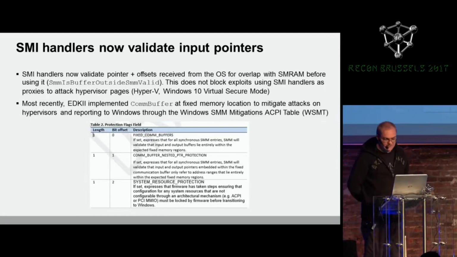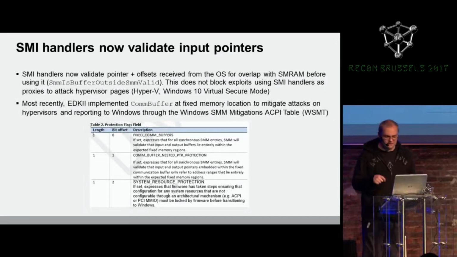So to fix this vulnerability, another mitigation was added to limit the CommBuffer address, so the address now should be fixed. There is an ACPI table, named the Windows SMM Mitigations ACPI table, which basically should be initialized by the firmware and read by the operating system, and which passes the configuration of the mitigation. There are a couple of bits there. One defines that the common buffer is fixed and in a defined location, and the SMM checks all of the input and output buffers.